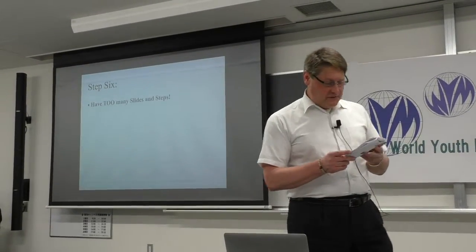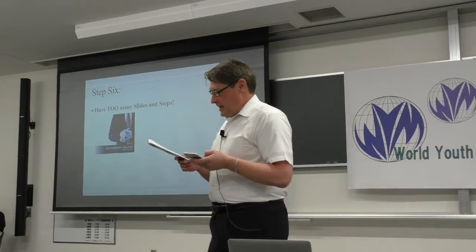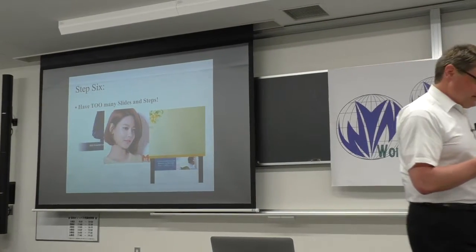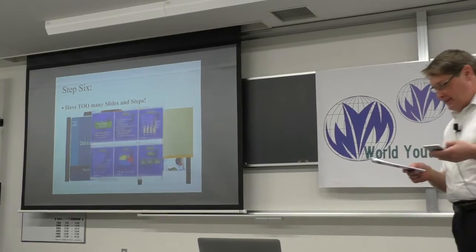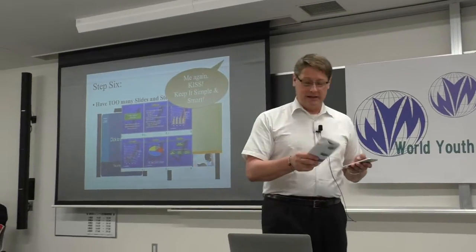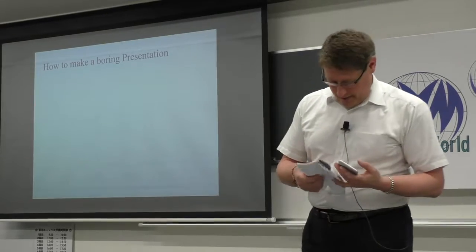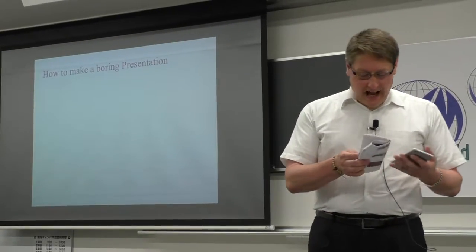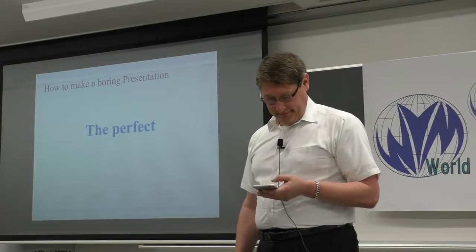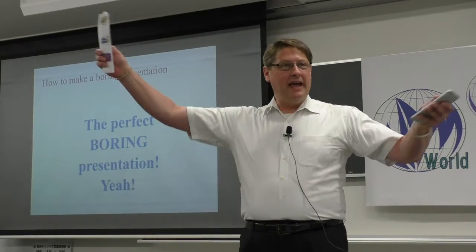All right, step 6. Have too many slides. All right, the more the better. Don't worry if the audience can't read them. Show them quickly too. All right, the more the better. Lots of variety. All right, step 7. Oh, no, I think we're almost there. Okay. So, that's how to make the perfect, boring presentation. Yay.